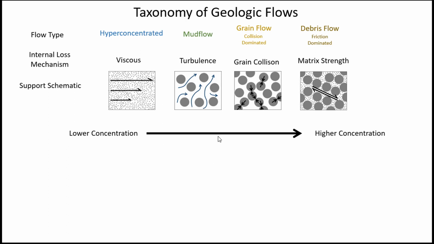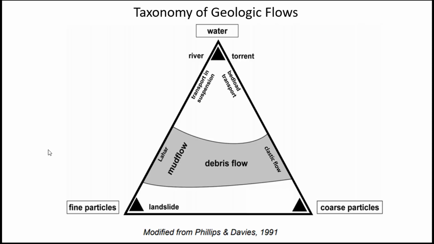15%, and this transition is 30%, and this transition is 50%, because it also kind of goes from finer to coarser. And so you can have a grain flow with a lower concentration of coarse material than a higher concentration of fine material. This is the Phillips and Davies taxonomy, which I think is pretty useful.